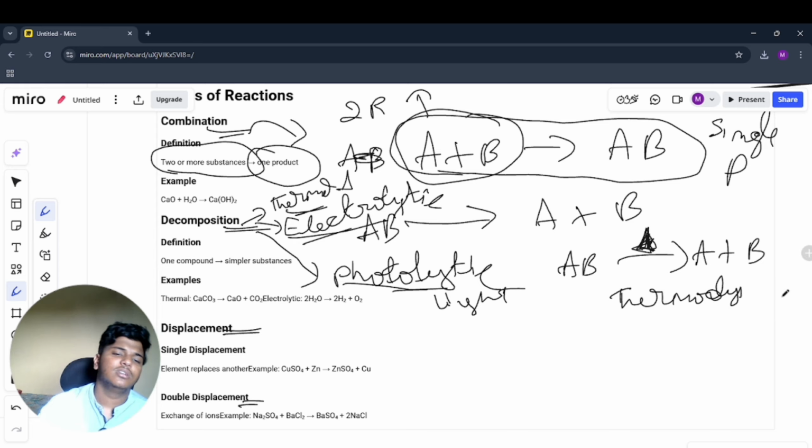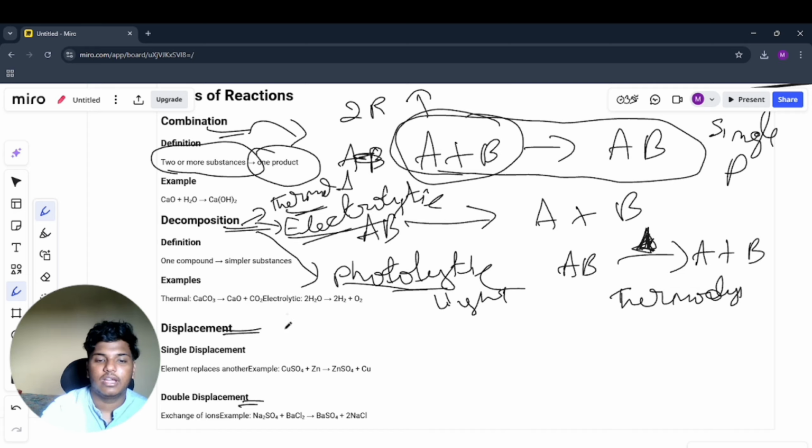How do you define these reactions? A decomposition reaction in the presence of heat is known as thermolytic. A decomposition reaction in the presence of electricity is known as electrolytic decomposition reaction. A decomposition reaction in the presence of sunlight, as you can see sunlight on my face, would be known as photolytic decomposition reaction.